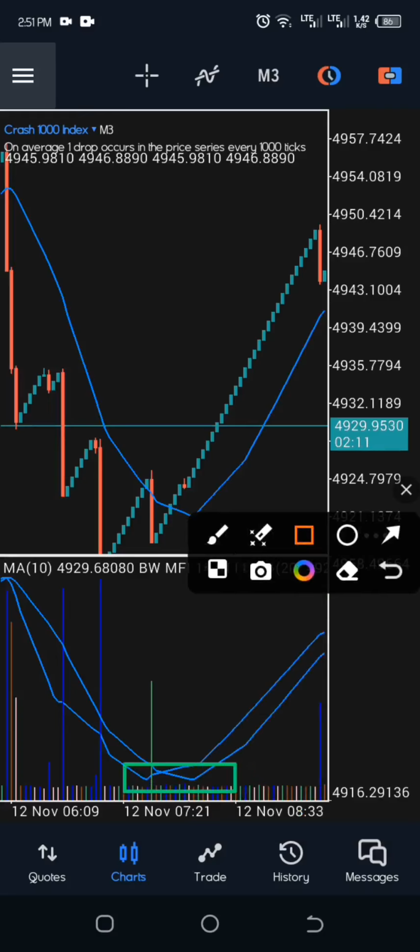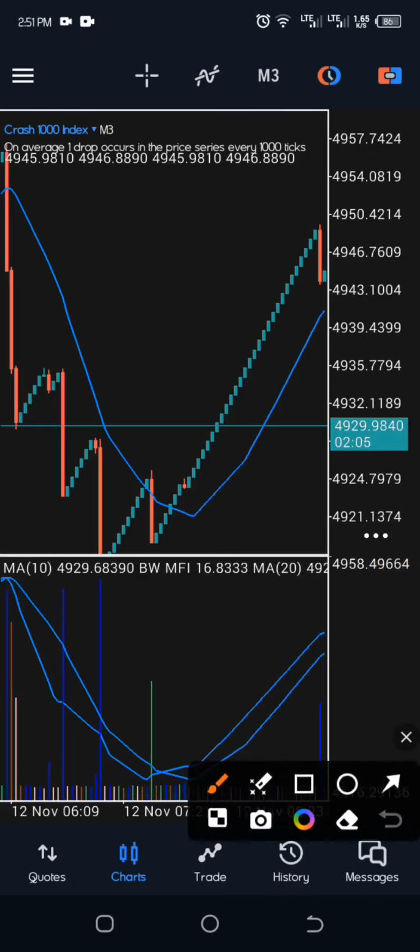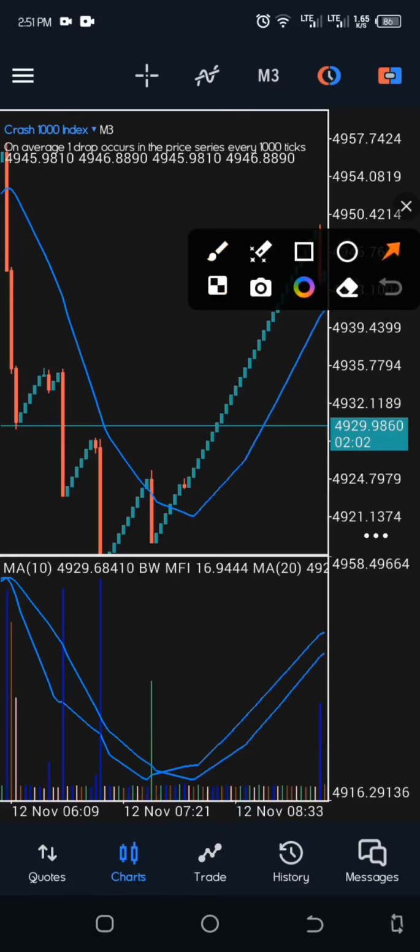Okay, the crossover has to happen between them. So when we see the crossover happen between them, now we go into our main chart, and what you want to see in your main chart is where the price has moved above the moving average. It has to move above the moving average.